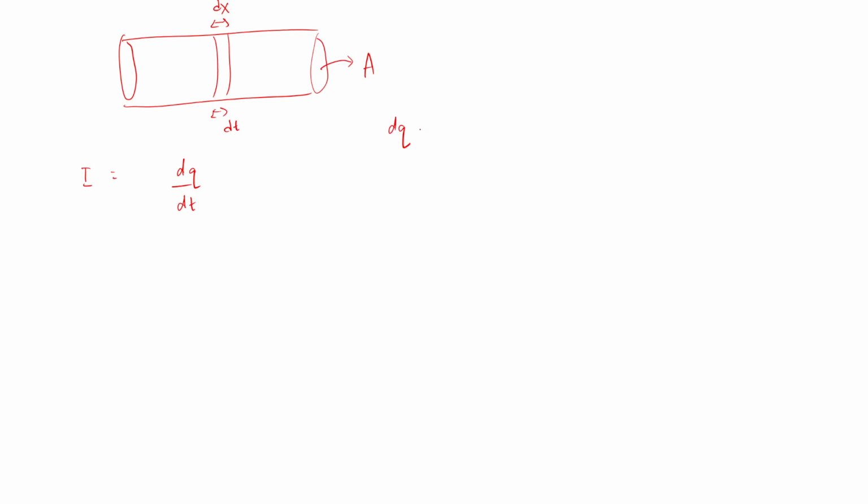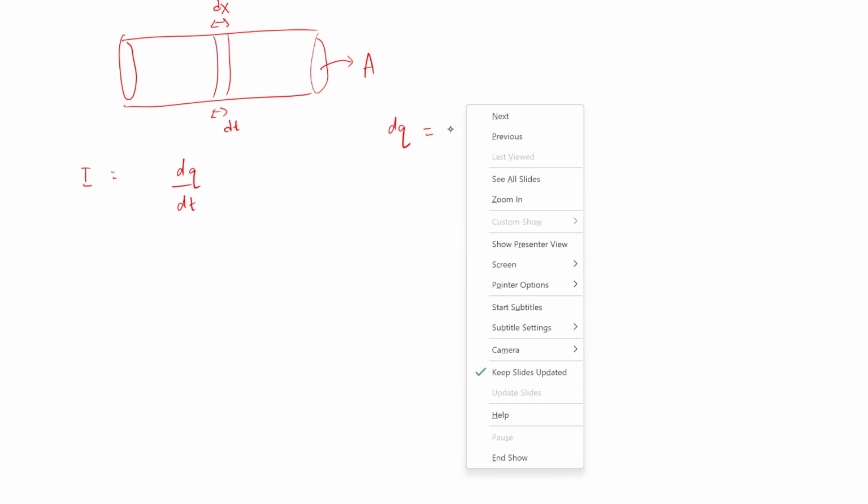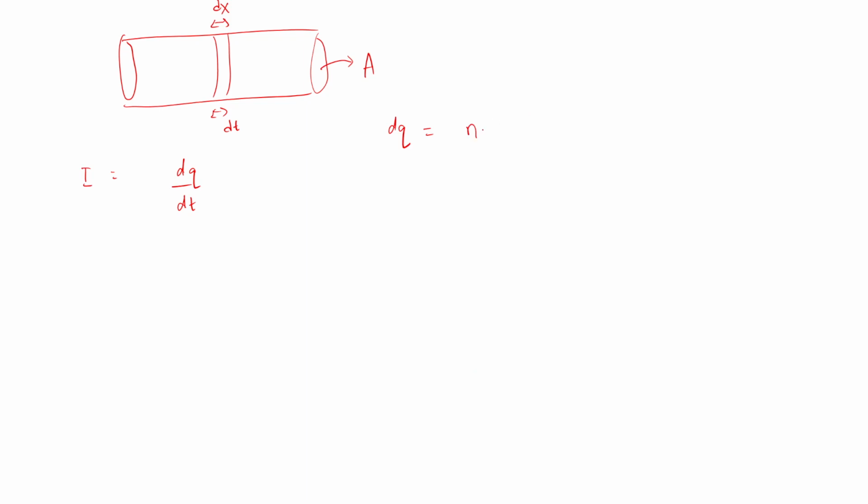Now, what will be this dq? It is the charge present in this amount of volume. The charge is the number of electrons times e. N is the number density of the electrons, and if you multiply it with e, it gives the density of the charge. Multiplied by the volume, which is dx times A. If you put this over here, what you get is neA dx over dt.